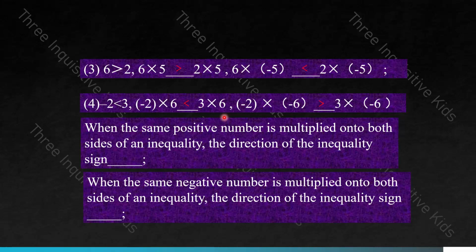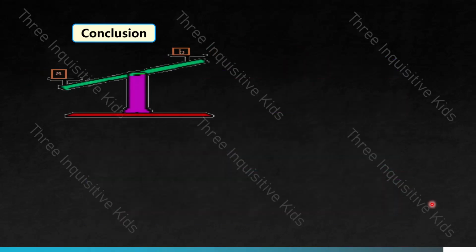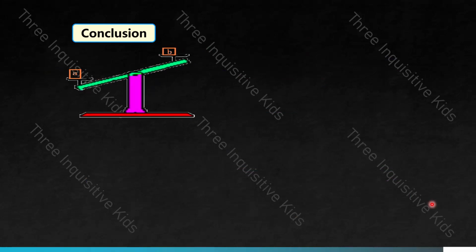When the same positive number is multiplied onto both sides of an inequality, the direction of the inequality sign blank. And when the same negative number is multiplied onto both sides of an inequality, the direction of the inequality sign blank. The two answers are "doesn't change" and "does change." Because as we can see, when we multiply the positive number onto both sides, the direction of the inequality sign does not change. But when it's negative, as shown here, it does change. So here's our conclusion.